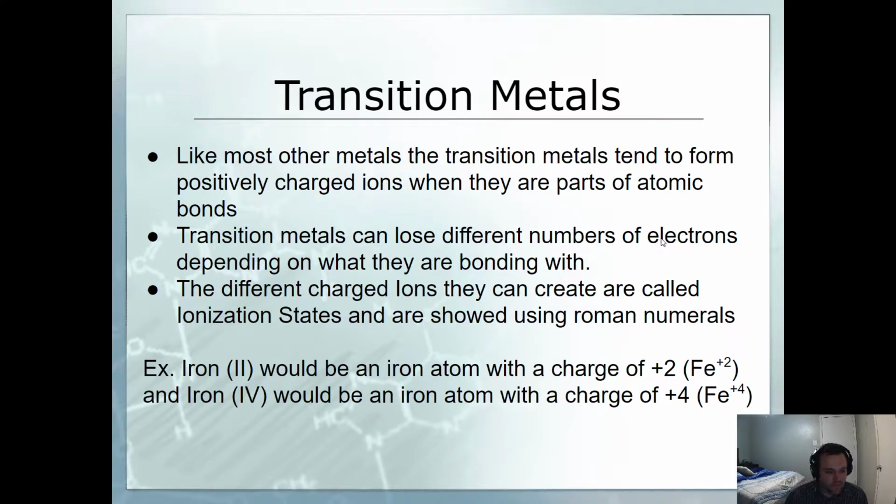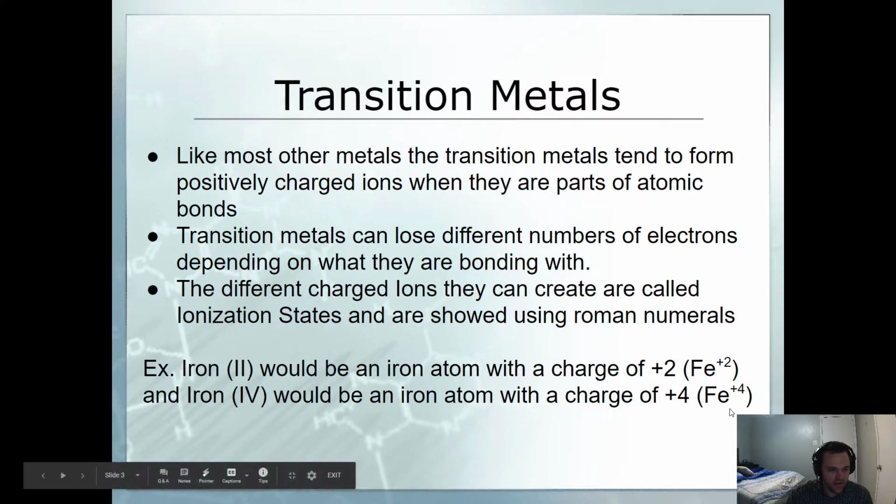And you'll differentiate between them by using Roman numerals, or I will when I tell you which type of this metal you're using for a given problem. So you can see here iron with a 2 in parentheses, Roman numeral II, would be an iron atom with a charge of positive 2, so Fe plus 2. And iron IV would be an iron atom with a charge of positive 4.